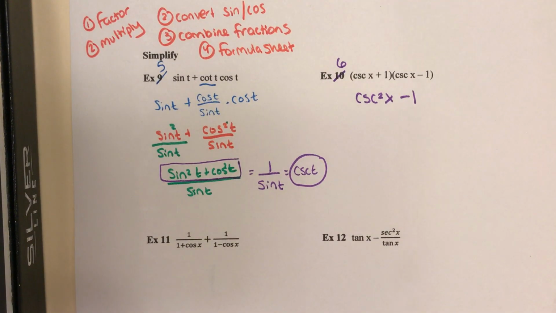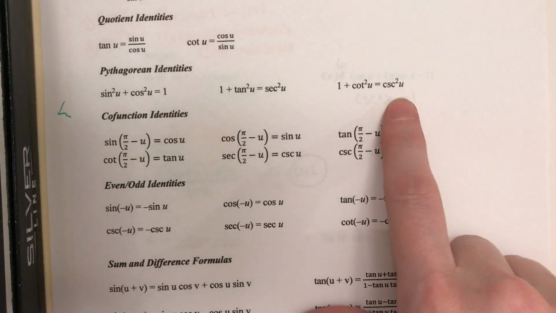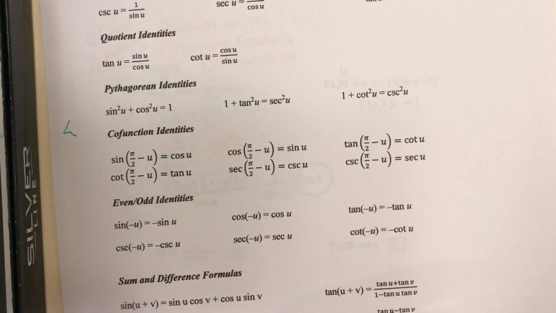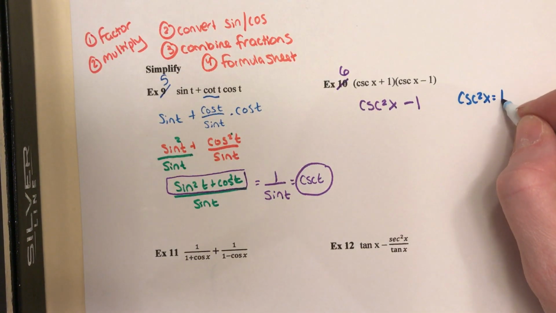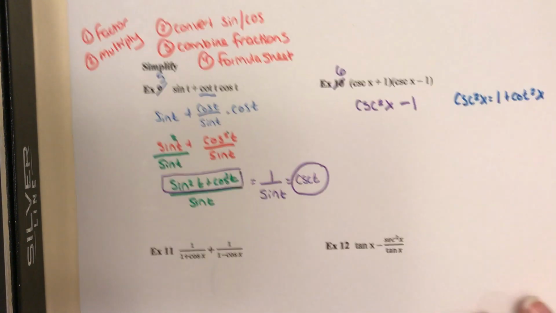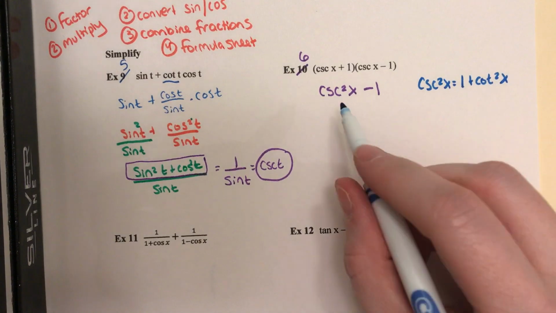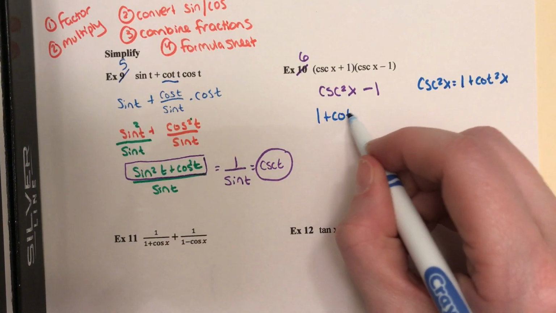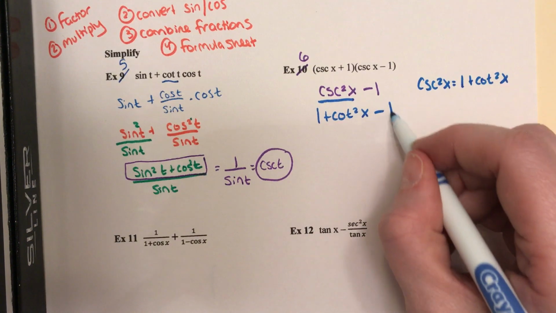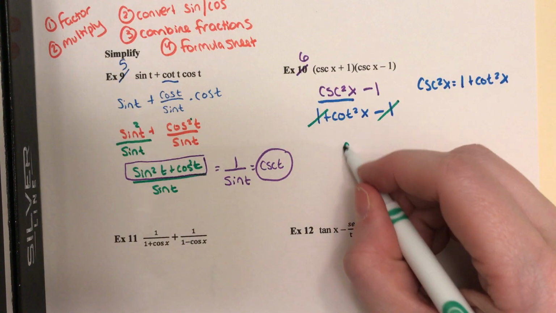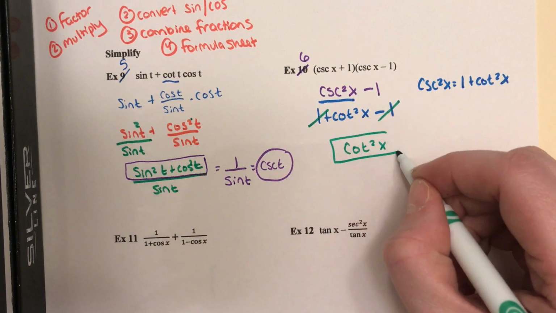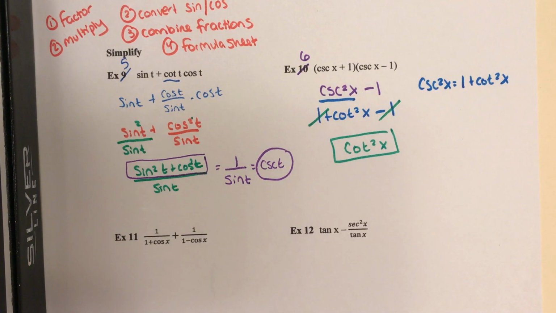Now I see a square. So I'm going to go to my Pythagorean identities. Let's see if we have anything for cosecant. Cosecant squared is 1 plus cotangent squared. So I'm going to write that down. So that'll help me because I can plug in 1 plus cotangent squared for cosecant squared, bring down my minus 1, and the 1's will now cancel, and I'm down to just one trig function. So remember, your goal when you simplify is to either get down to one term or one trig function.